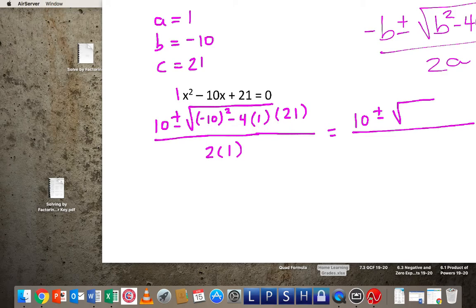So in my calculator, I'm typing in parentheses negative 10, close the parentheses, square it, minus 4, parenthesis 1, close it, parenthesis 21, close it. So all of this on the inside simplifies to a 16. So all I did was type this part right here into my calculator to simplify it. All right, on the bottom, 2 times 1 is a 2.